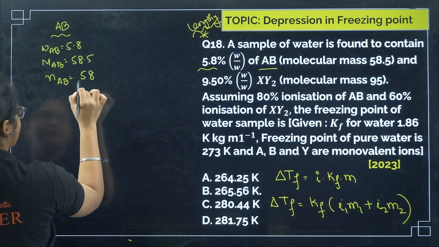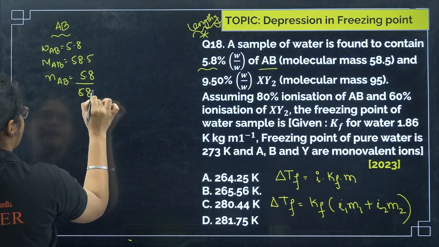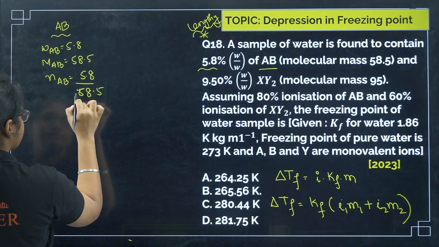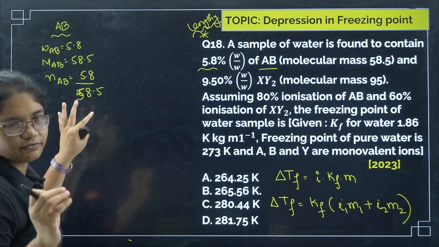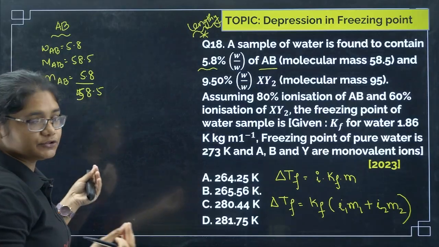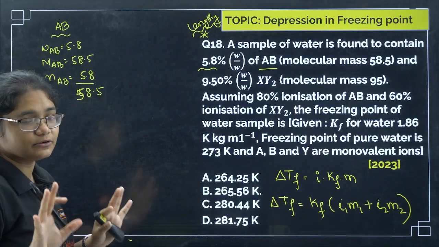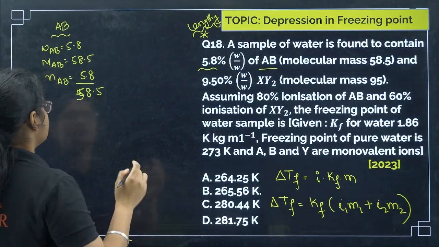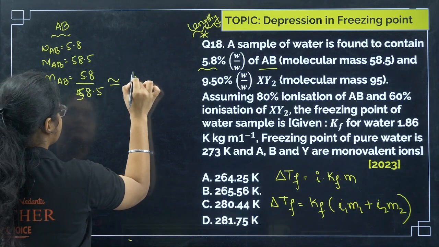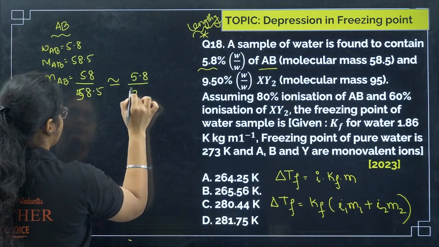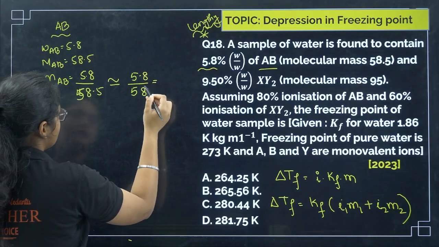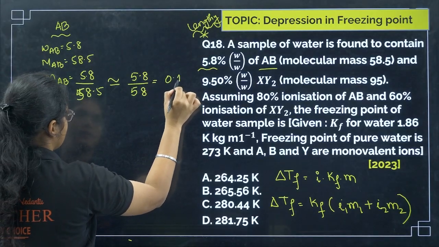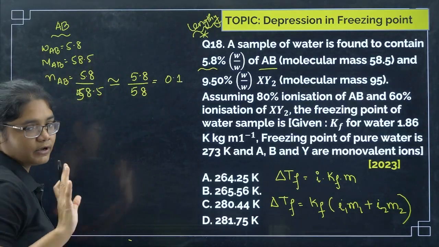So 5.8 by 58.5. Let us just assume it as 58 so that our calculation becomes a bit easier. So I can write 5.8 divided by 58. What will I get here? 1 by 10, or 0.1. The number of moles of AB is 0.1.